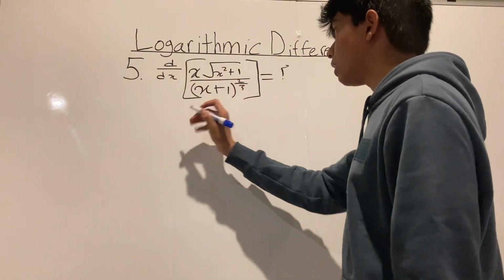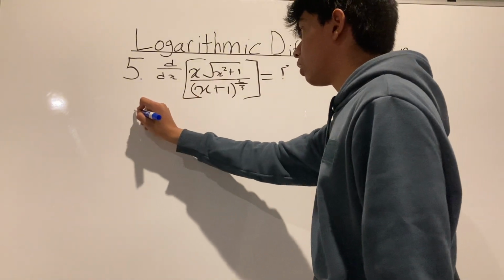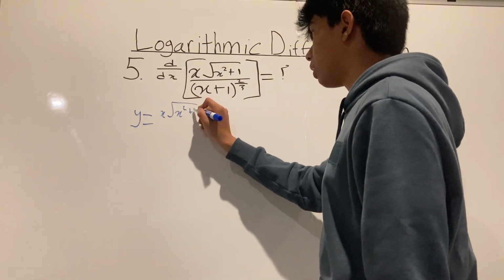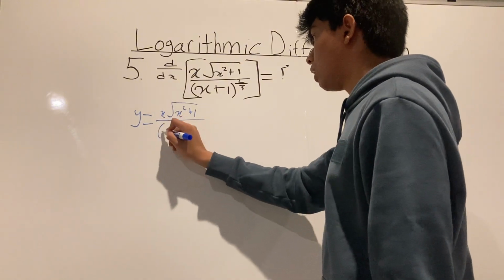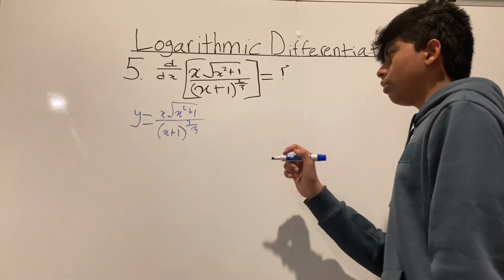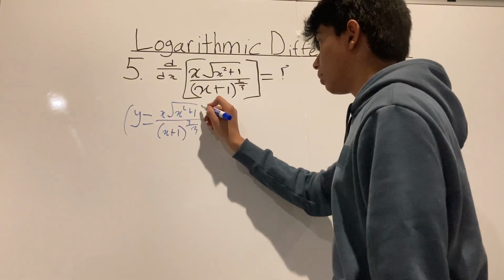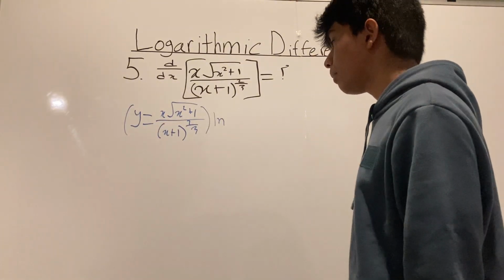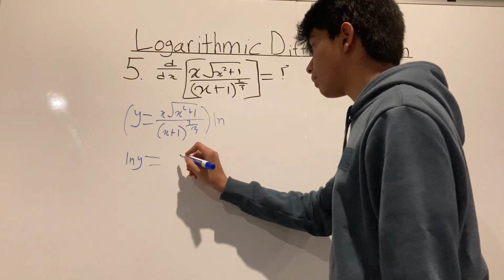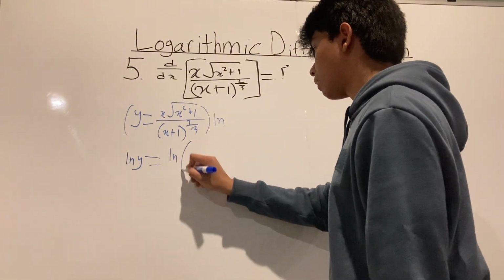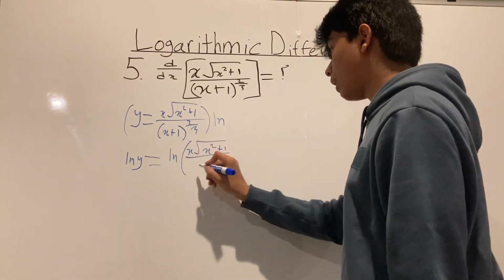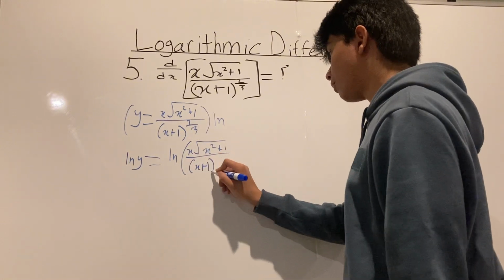So first off, I'm going to set this equal to y. So y equals x square root x squared plus 1, just the exact same function, divided by x plus 1 to the power 2 over 3. Now what I'm going to do is take ln of both sides. So now I'm going to have ln y equals ln of x square root x squared plus 1 divided by x plus 1 to the power 2 over 3.